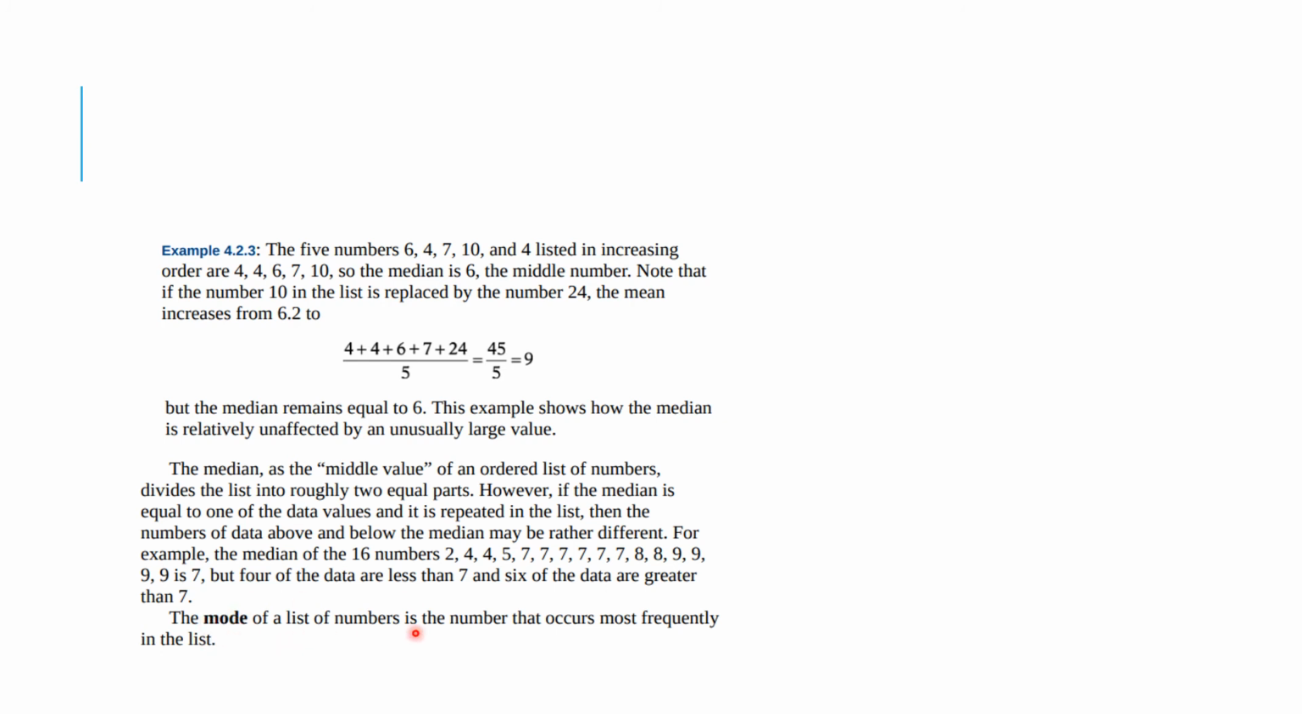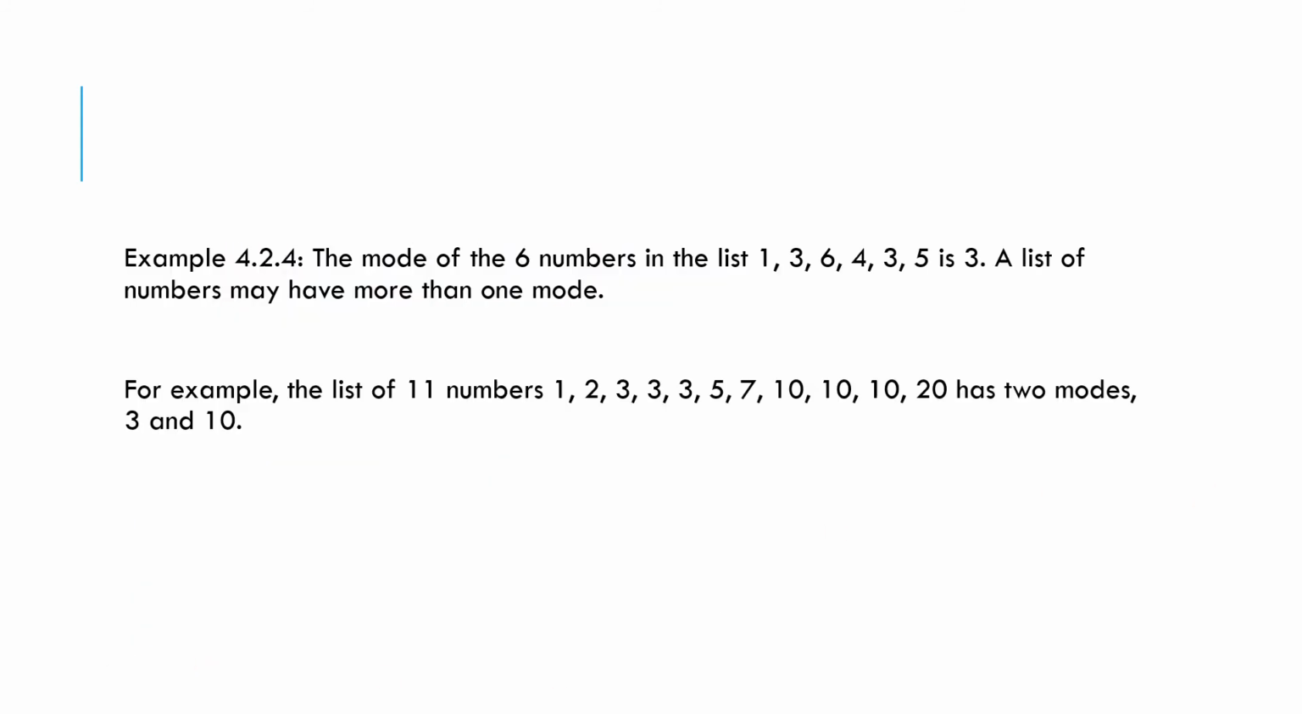The mode of a list of numbers is the number that occurs most frequently in the list. Let's have a look at an example. The mode of the 6 numbers in the list 1, 3, 6, 4, 3, 5 is 3.